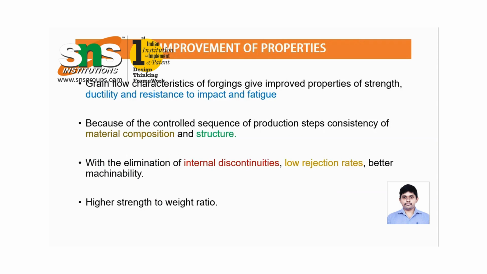By doing forging, the major properties improved are ductility, resistance to impact, and fatigue strength. Because of the controlled sequence of production steps, the consistency of the material composition and structure is improved. With the elimination of internal discontinuities, which means irregularities, and low rejection rates, it gives better machinability. Overall, it has a higher strength to weight ratio, which means it is compact because of the improvement of properties in strength, ductility and resistance. So that is what the higher strength to weight ratio means.